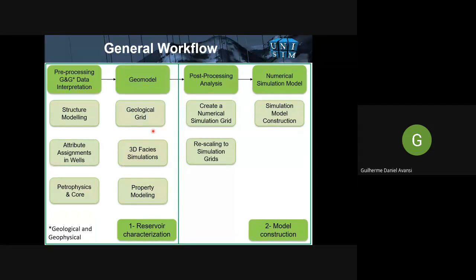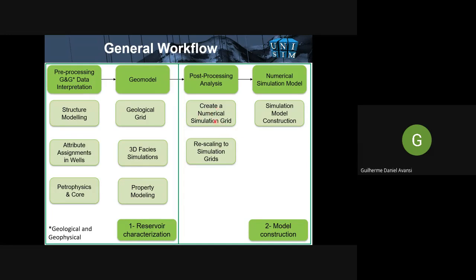So what is the most important? To get all these features, this heterogeneity, in the simulation model or not. So we need to be careful with this. But the traditional approach is to build a simulation grid and then perform all the upscaling of all the properties that we have, including also the upscaling of the structural model.